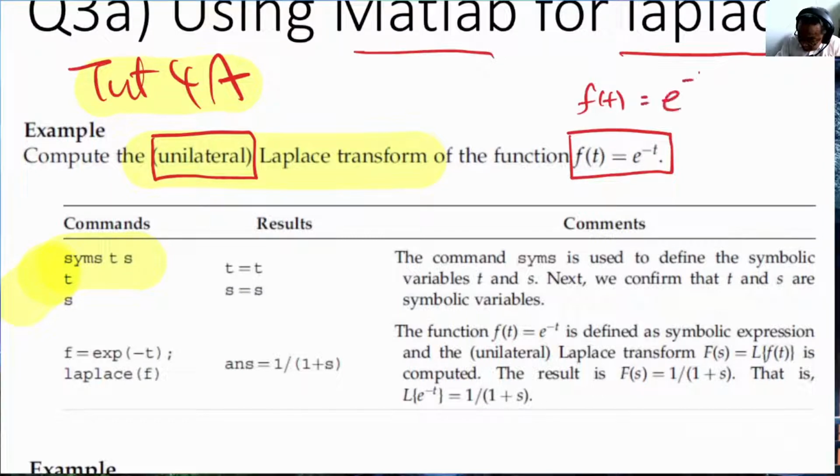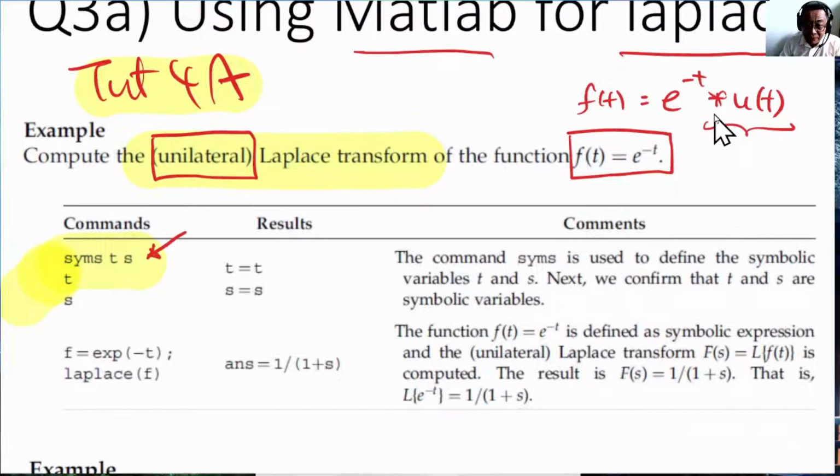actually from this representation. It is only going to take the unit step multiplied by the function. That means it is only taking the causal part, and therefore it is only dealing with the unilateral Laplace transform.